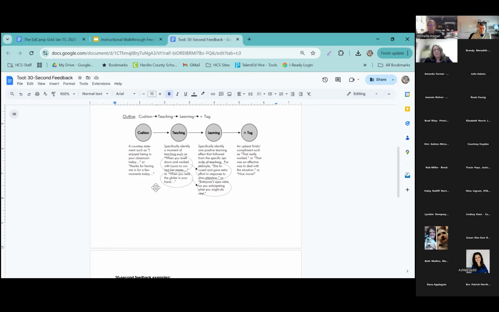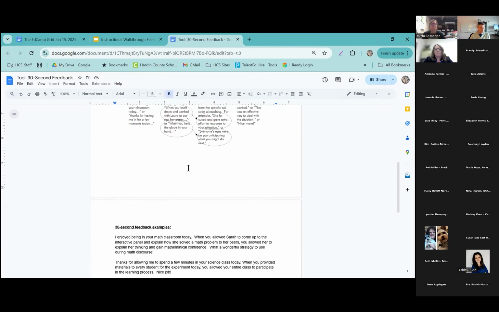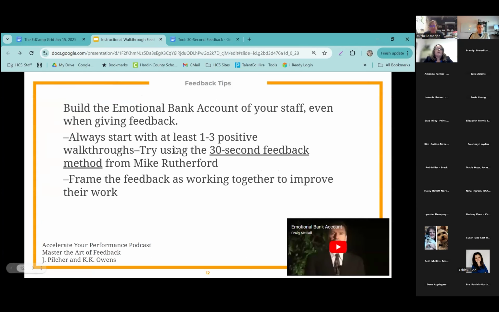And then you close it with a tag: that really worked, or that was effective, or nice move, or great job, or whatever it may be. But it's always something that you should be able to write in 30 to 60 seconds. Generally, I would only be in the classroom maybe 5 minutes to catch something like this that was really positive in nature. So this is a great way to give that 30-second feedback that's positive and helps build up that emotional bank account.